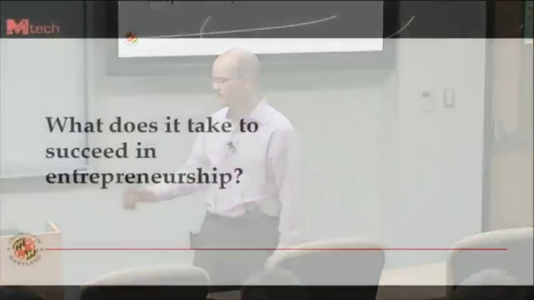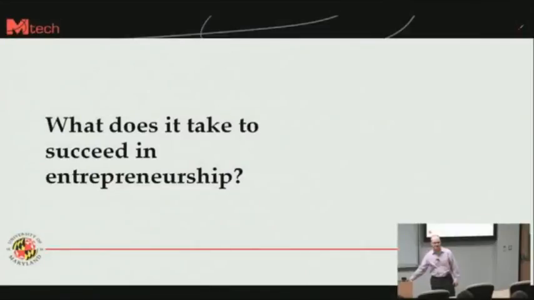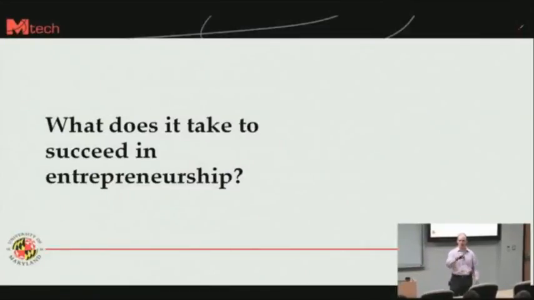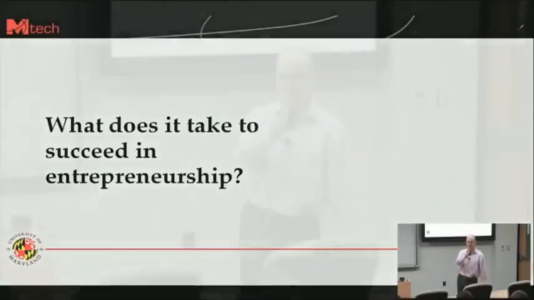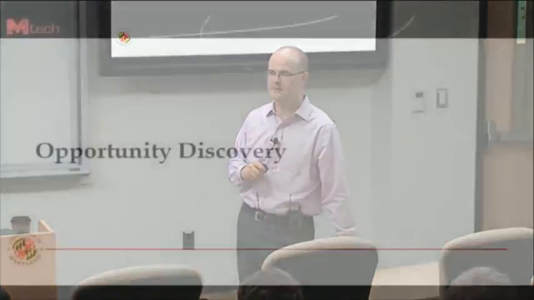So with that being said, what does it take to succeed? And we've touched on a few of these elements. So what does it take to succeed as an entrepreneur? What comes first? What's step one? Motivation. You need to be motivated. The idea. The idea, some element of opportunity discovery. And so we're going to spend a fair amount of time on that.